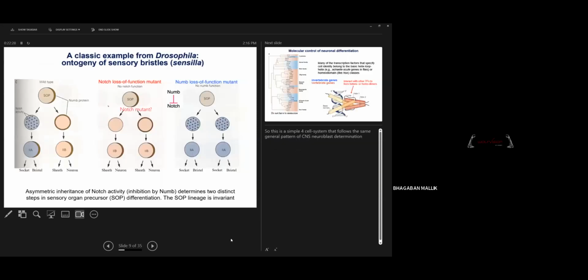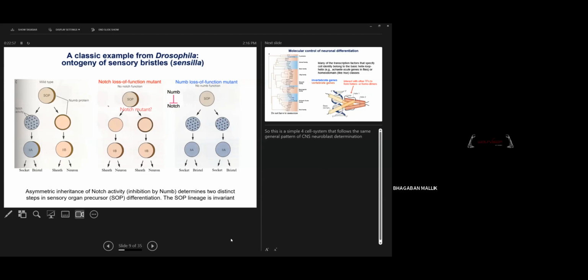So in this diagram, I want to show that I am always interested to know, if you mutate one specific type, what neuronal cell fate it will determine. Here this is a wild type SOP cell, which contains both NOM and Notch. So you have Notch activity and NOM activity. Because of NOM activity, this cell produces sheath cell and neuron, and because of Notch activity, this cell produces socket and basal cells.